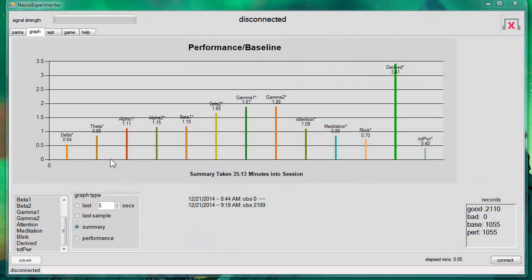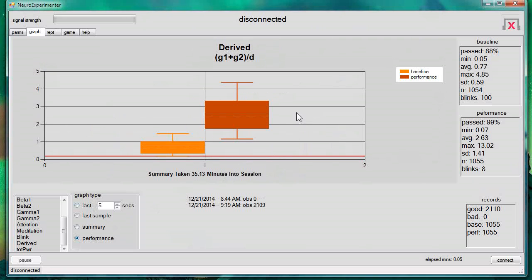Now, a more informative report at the end of the session is this performance report. This shows two box plots, one for the baseline and one for the performance section of the session. A box plot shows the percentage of samples that are between various values. The box includes 50% of all the samples of the formula, between about 1.8 and about 3.5. The upper whisker shows 90% of the samples. 90% of the samples are smaller than about 4.5. Likewise, 90% of the samples for the performance section are above this lower whisker, or above a little over 1.